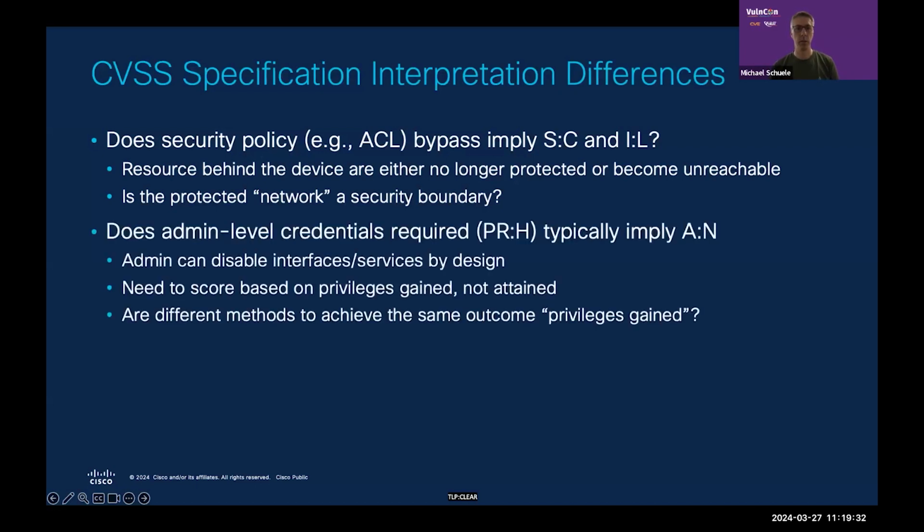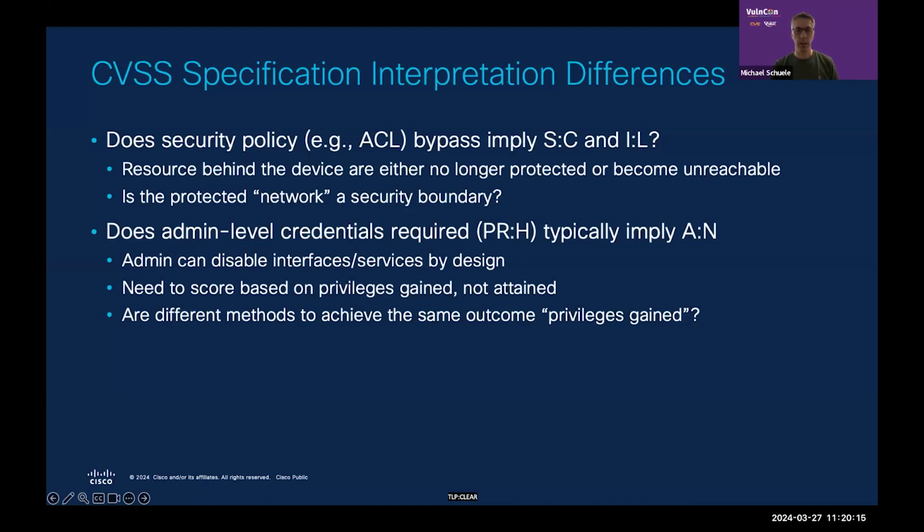The second issue we saw is what Cisco typically did whenever a vulnerability required admin level privileges to be exploitable. We considered that in most cases there couldn't be any availability impact associated with that vulnerability, because we score on privileges gained and not privileges attained. An admin level user can typically disable interfaces, services, or reboot the box at will anyway. So any availability impact would not really be a privilege gained, but something that's already there.